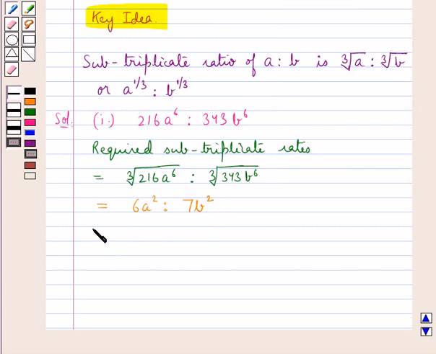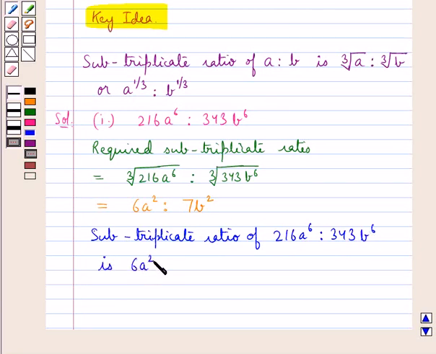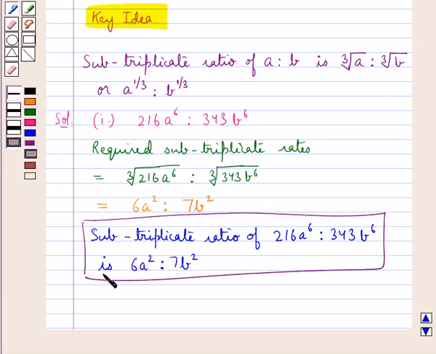So we say the subtriplicate ratio of the given ratio 216 a to the power 6 is to 343 b to the power 6 is 6a square is to 7b square. So this is the answer for the first part of the question.